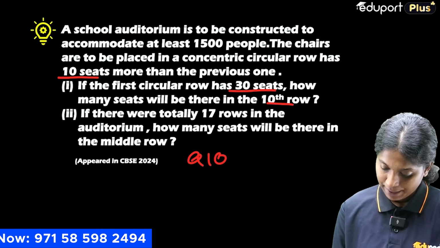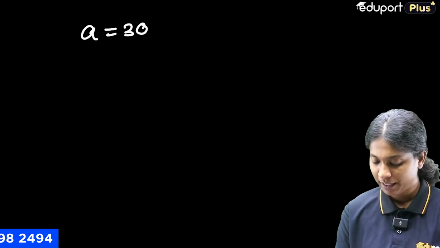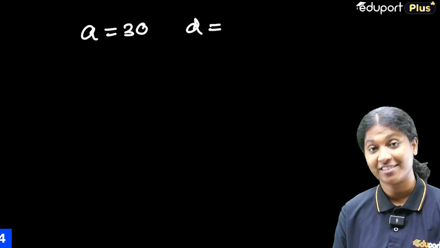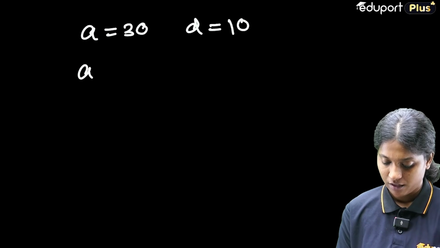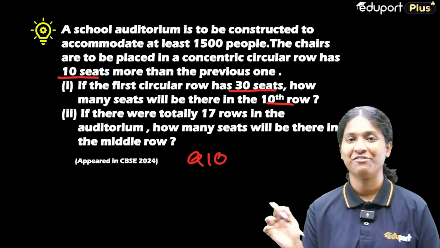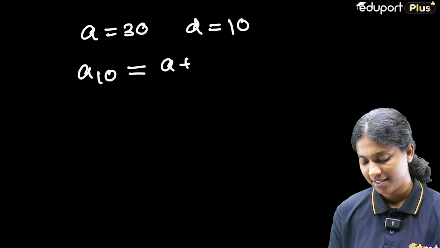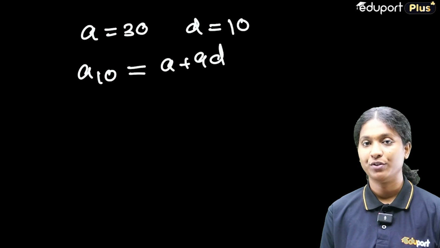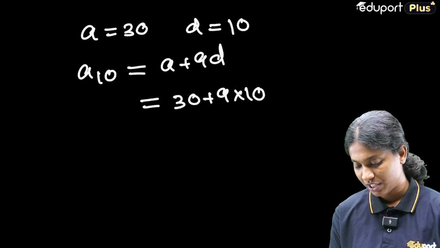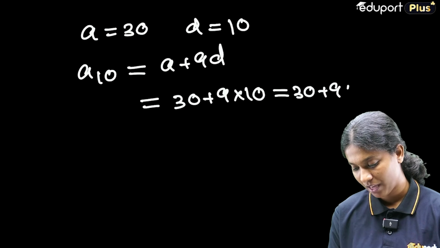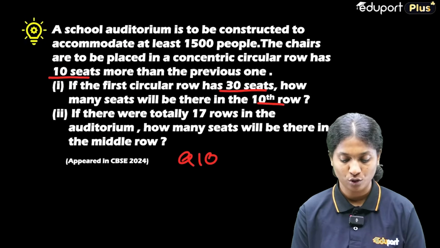So, firstly A equal to 30 and common difference is 10. Now, A10 we have to find. So, A10 is equal to A plus 10 minus 1 into D, which is A plus 9D. So, it is equal to 30 plus 9 into 10, which is equal to 30 plus 90, which is equal to 120. So, 120 seats are there in the 10th row.